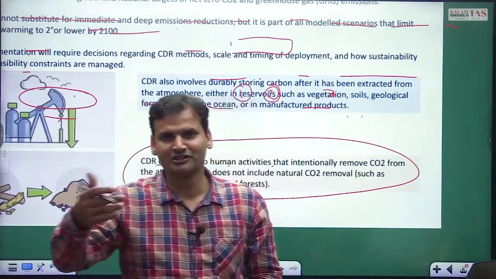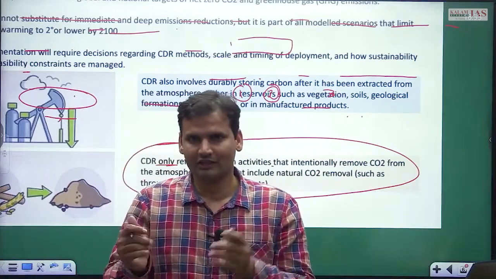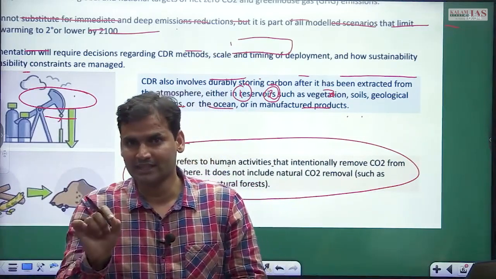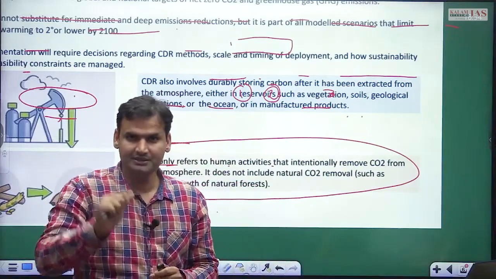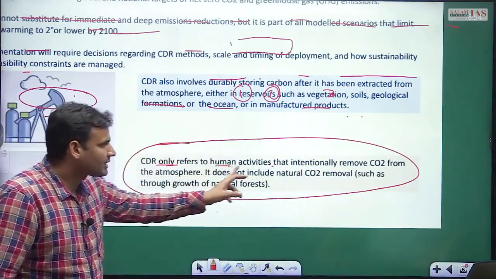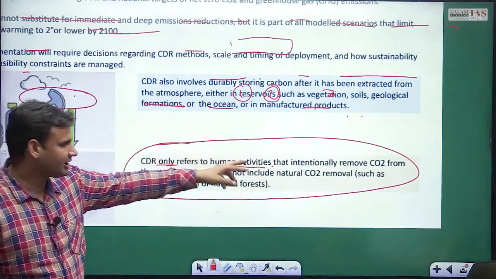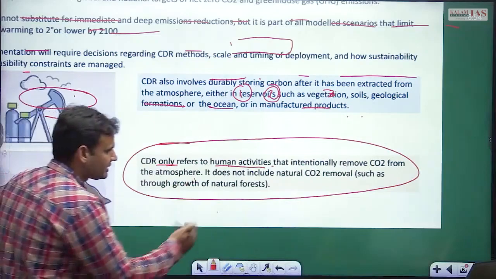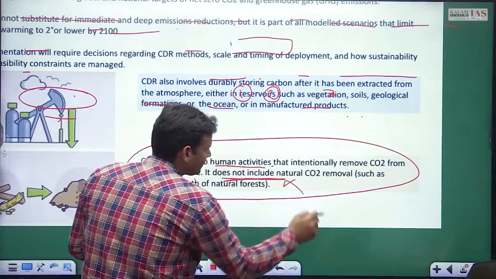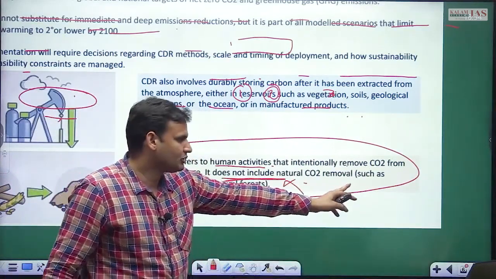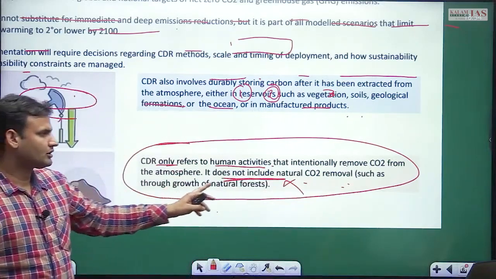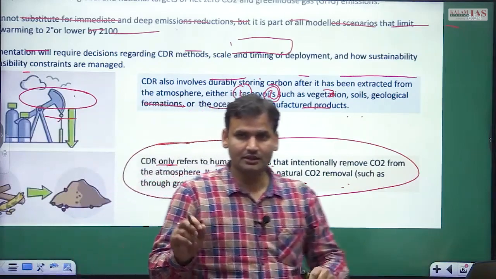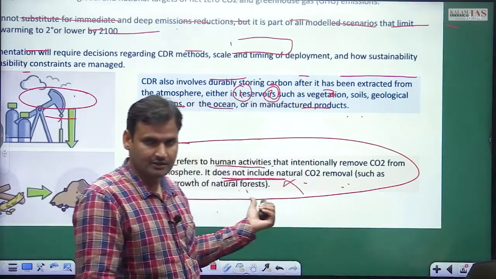Because normally naturally, the trees and plants are there which store carbon dioxide. So that is not a part of CDR. But what would constitute a CDR is human activities that deliberately remove the carbon dioxide from the atmosphere. And very important is, it does not include natural carbon dioxide removal such as through growth of natural forest. Right? So this has to be kept in mind.